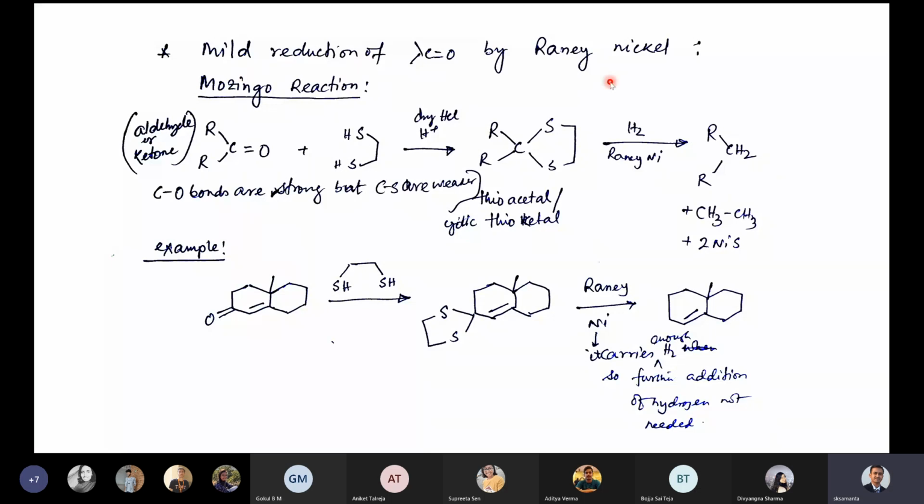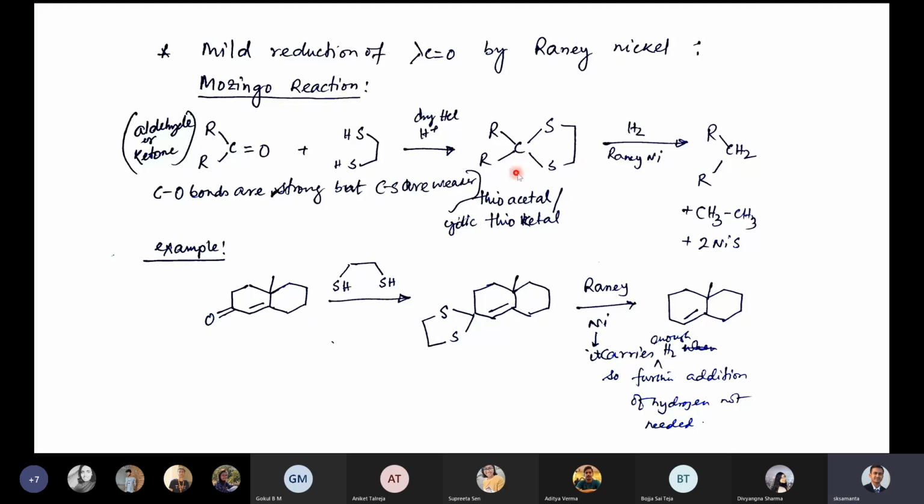Those kinds of reagents are used for the reduction of the C double bond C bonds, but this could also be used to reduce C double bond O by using this dithiol ligand that we have. So basically thioketal or thioacetal formation. So this reagent reacts on thioacetal or thioketal, or cyclic thioacetal and thioketal based products. This reaction mainly works on those.